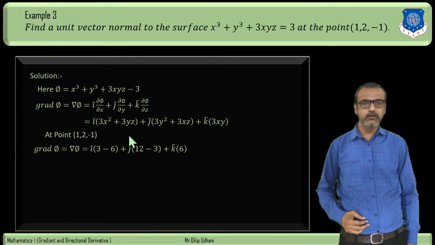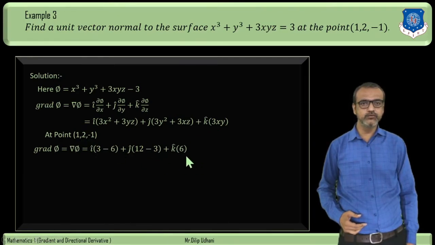Now we will find nabla phi at point (1, 2, -1). So in this function we will replace x by 1, y by 2 and z by -1. So this is i cap, replacing x by 1, so it is 1 square into 3, that is 3. Then after y is 2 and z is -1, so 3 into 2 into -1, that is -6. Then after plus j cap, y is 2, 2 square is 4, 4 into 3 is 12. Then after x is 1 and z is -1, so 3 into 1 into -1, that is -3. Then after plus k cap, 3 will be as it is, x is 1 and y is 2, so 3 into 1 into 2, that is 6.